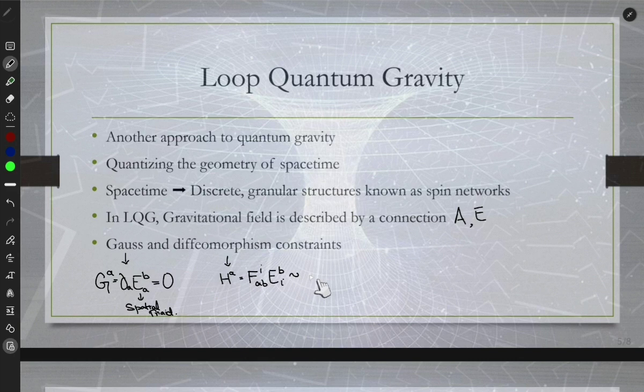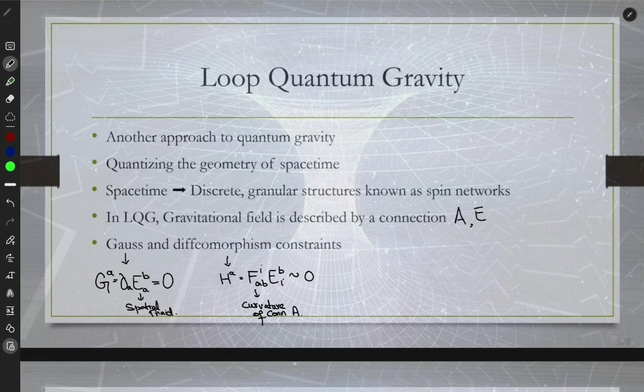And this thing is approximately 0. That being 0 is the diffeomorphism constraint. Now, over here, this F^i_ab is what we call the curvature of the connection, the connection that we called A, right? And E^a_i is just the inverse of the spatial triad, right? So E^a_i is the inverse of this thing.